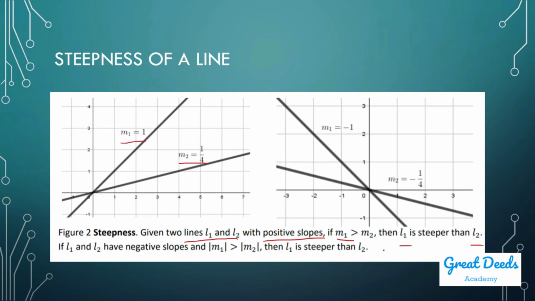What if the two lines have negative slopes? Again, the line that is steeper is the one in which the absolute value of the slope is greater than the absolute value of the other. So in this case, L sub 1 is steeper than L sub 2.